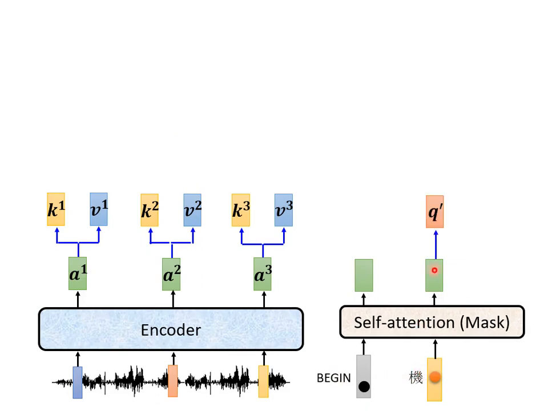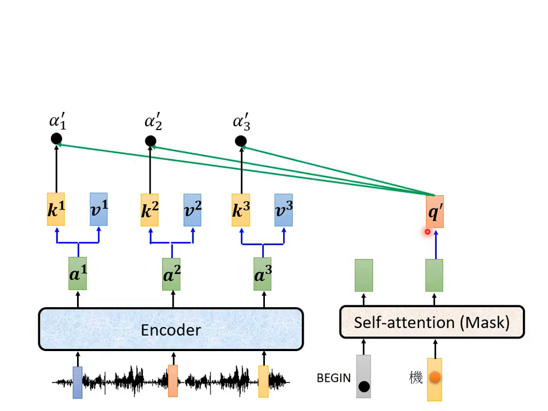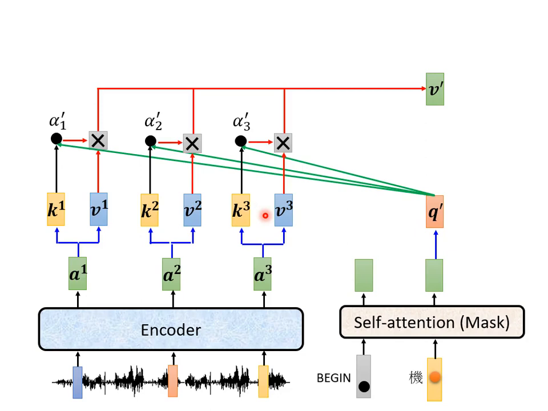Generate a vector. The vector is transformed by multiplying a matrix and obtain Q prime. Get a query Q prime. Again, we use Q prime to multiply with K1, K2, and K3 to calculate the attention score. Again, we multiply the attention score with V1, V2, and V3. Then add them up to get V prime. Pass it to the next fully connected network. This is the operation process of cross-attention.